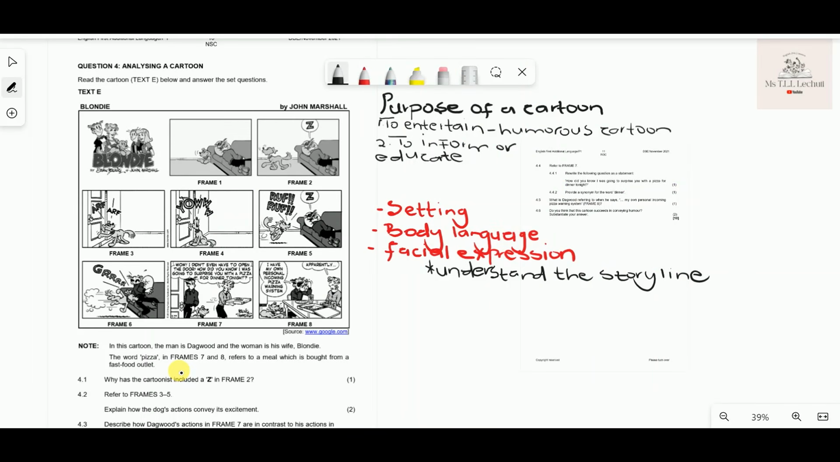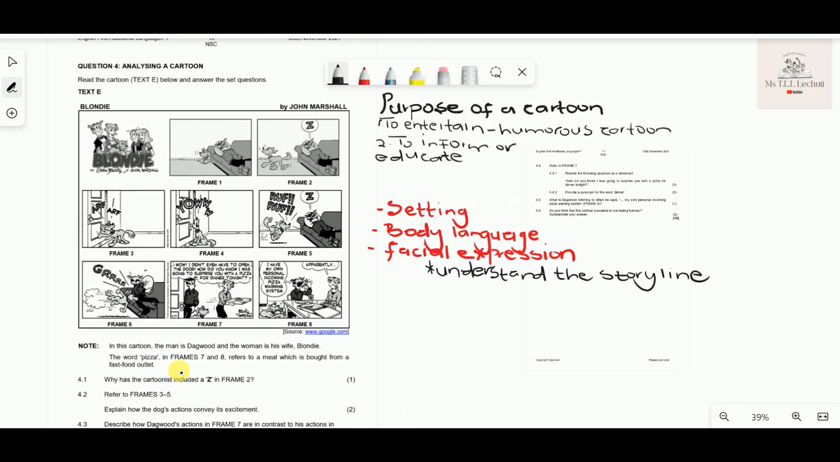Welcome back to our English First Additional Language lessons, and we are still on visual literacy. In this lesson, we are going to look into how to analyze a cartoon, and what we need to look out for, if not to study, in order to understand and interpret a cartoon.